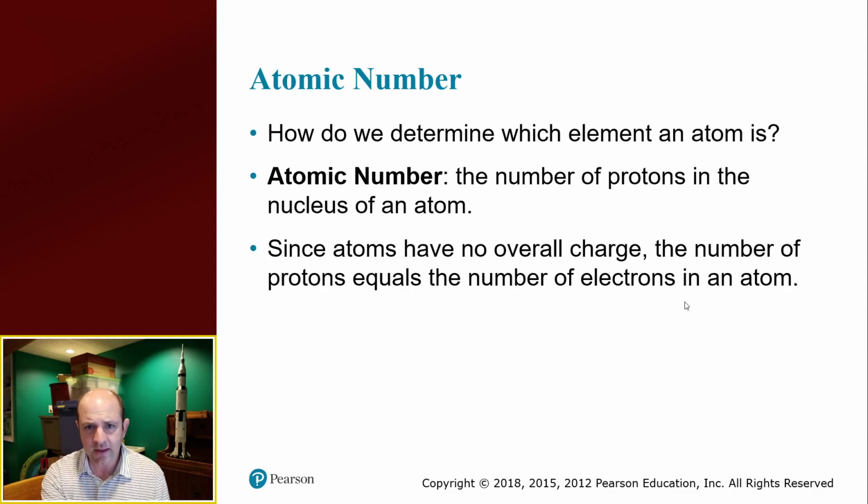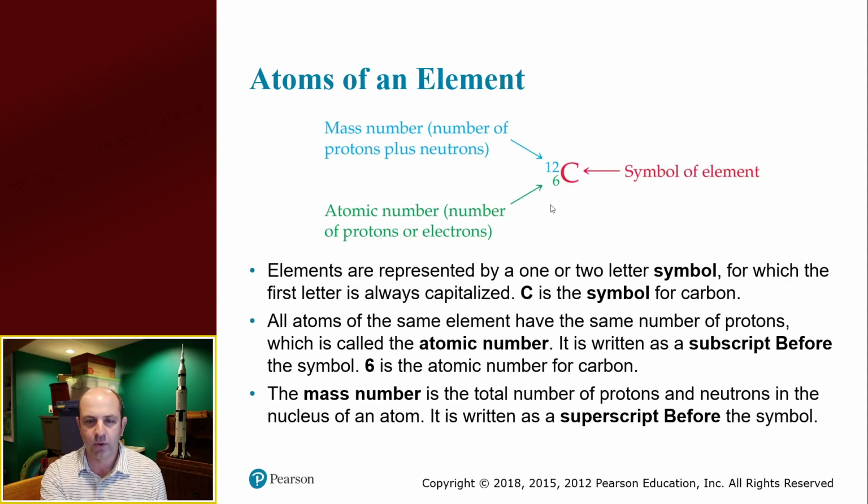All right. So how do we know which element an atom is? Well, we talk about its atomic number, which is the number of protons. And since atoms don't have an overall charge, in a neutral atom, the number of protons will always be equal to the number of electrons. If we want to describe this with a symbol, we write the symbol of the element. We'll put the mass number, which is protons and neutrons, up in the corner there. We'll put the atomic number, which is just the number of protons, down there in the bottom left.